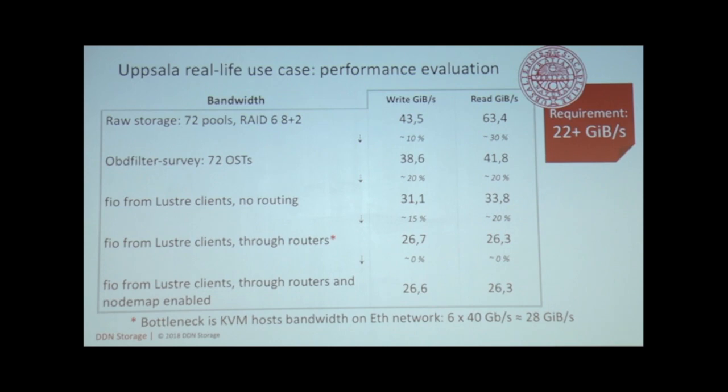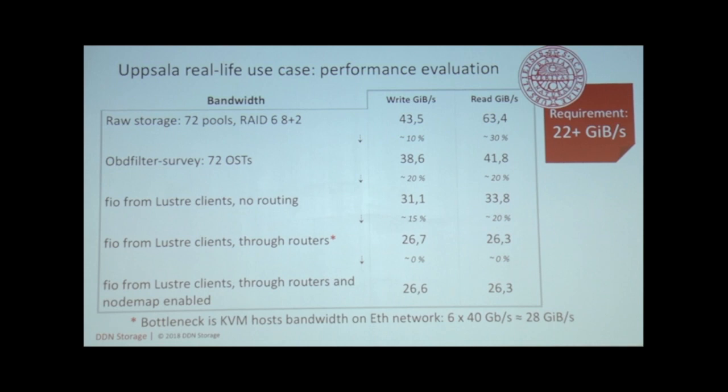just to mention that here the bottleneck is the number of links we have between the routers and the compute cluster. It's only 6 40-gig links, so it means a maximum of 28 gigabytes per second. And we are happy to reach 26, which is higher than the requirements. The other good thing here is that when we activate the node map feature, we do not see any performance penalty. So this is bandwidth, and this is quite interesting. This is a summary of the performance we get.